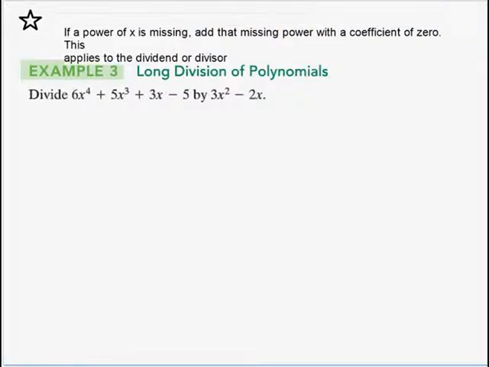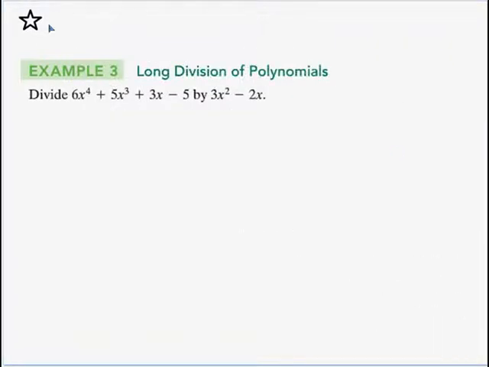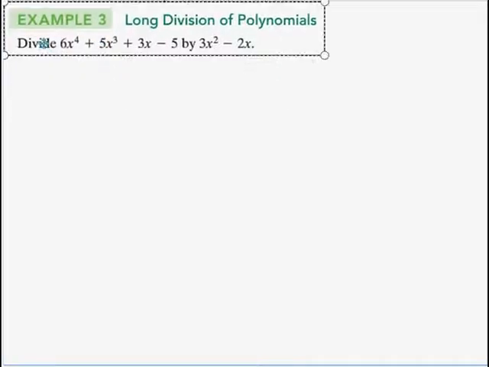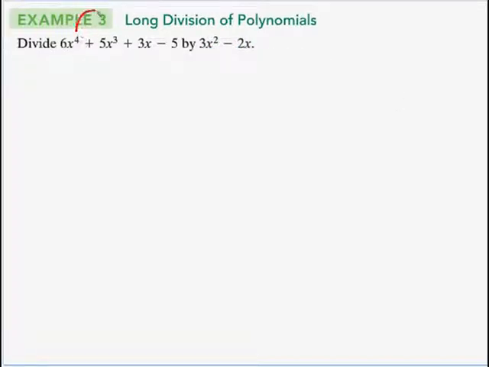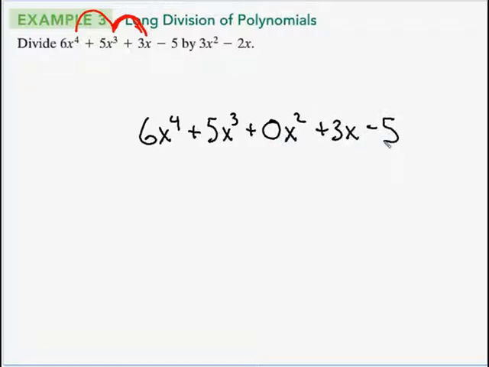If we look here in example 3, we have 6x to the 4th plus 5x cubed plus 3x minus 5 divided by this. Let's check our powers. We got a fourth power. We got a third power. Oh, first power. We're missing a squared term. We do want to account for that. So as I'm writing this out, I'm going to have my 6x to the 4th first plus 5x cubed. Now we're missing a power. We need a 0x squared to hold its place. And then we continue with our plus 3x and our minus 5.